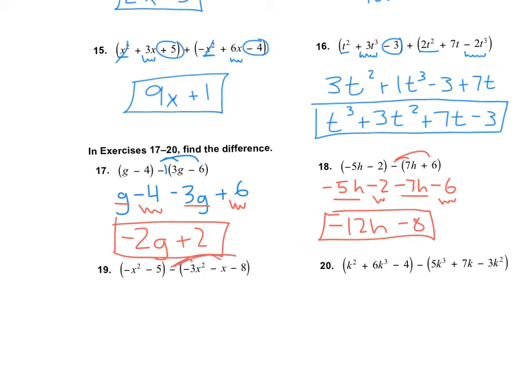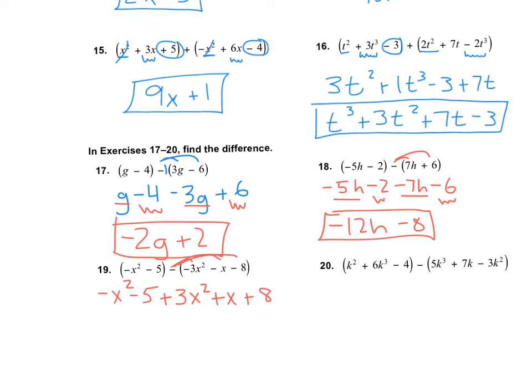Number 19, distribute this in. Since there are 3 terms inside the parentheses, I just have to multiply it 3 times. So I have my negative x squared minus 5. This stays put. Now a negative times a negative is a positive, plus 3x squared plus 6x, not 6, and plus 8. So I distribute that negative in and it cancels all those negatives out.